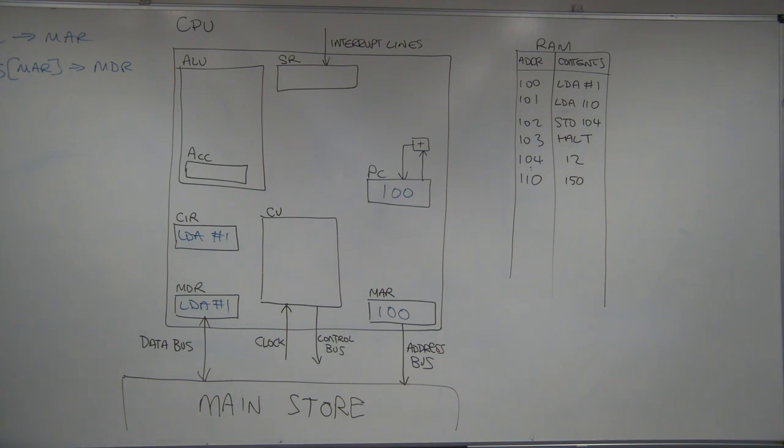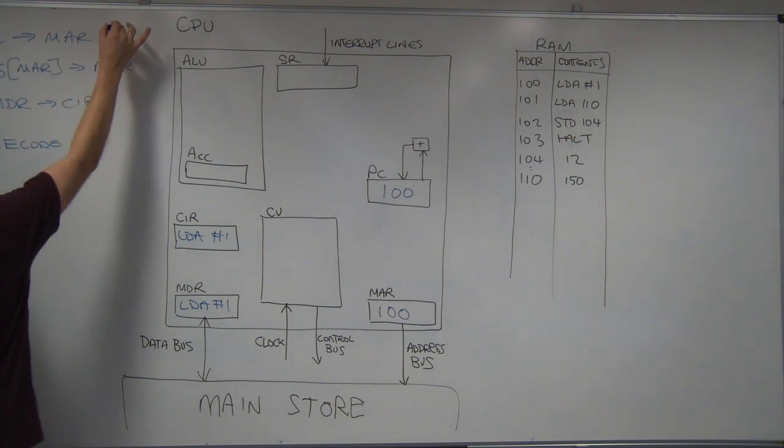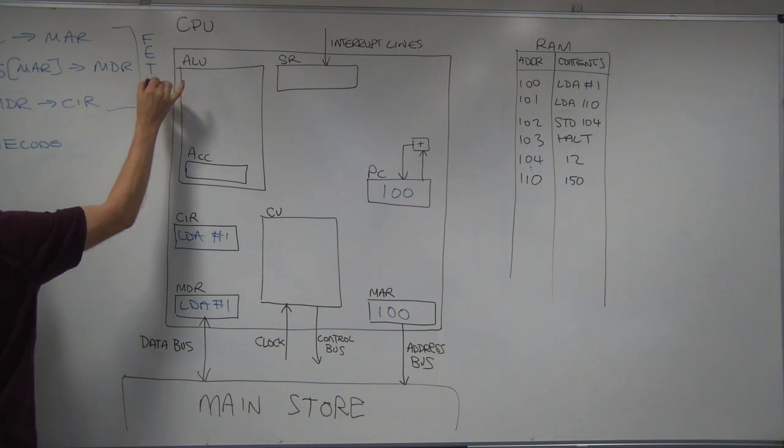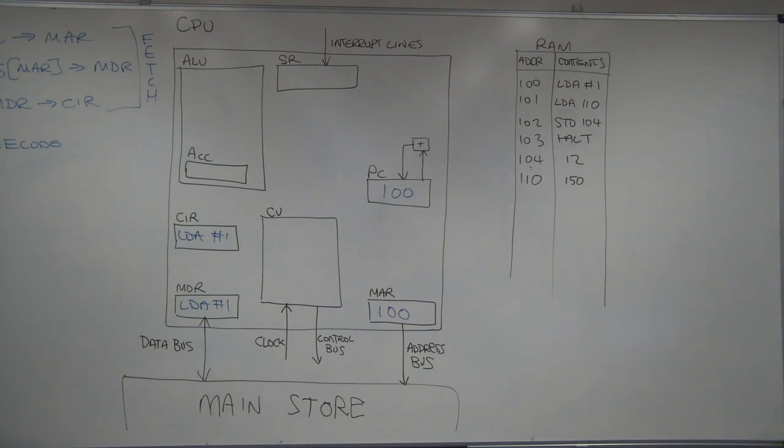So, third step is to do that copy: assume you've got an instruction, copy it to the current instruction register. At this point, the control unit will attempt to work out what the instruction is. That's what we call decode. So this bit was the fetch. Then we do the decode.